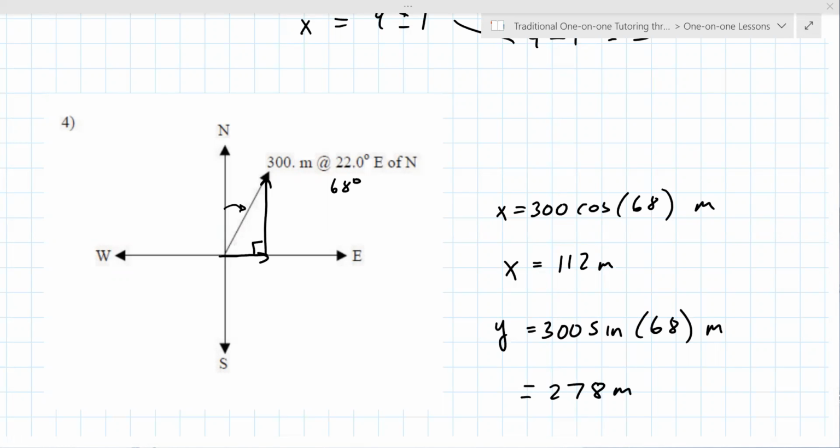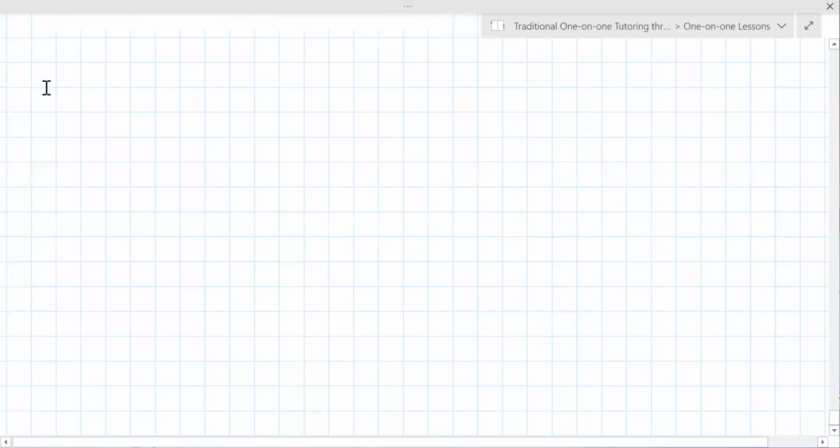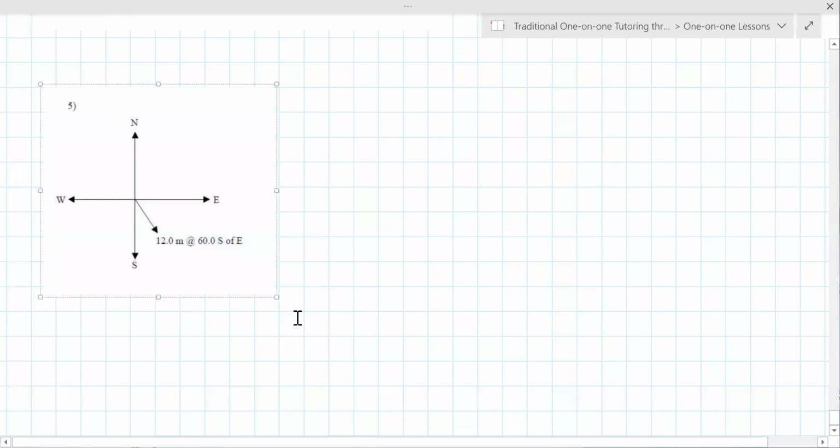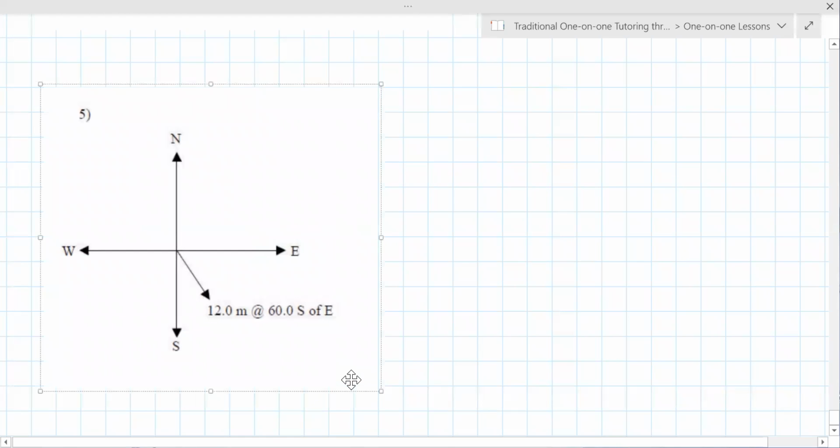All right, 5 has Y going down. So this is 60 degrees south of east. So this is the 60 right here. So there's a couple ways you do. I guess I'll draw this triangle, right and down. That's 60 there. So X is 12 cosine 60.